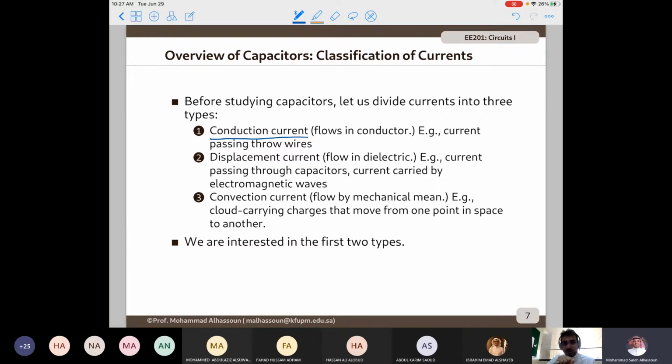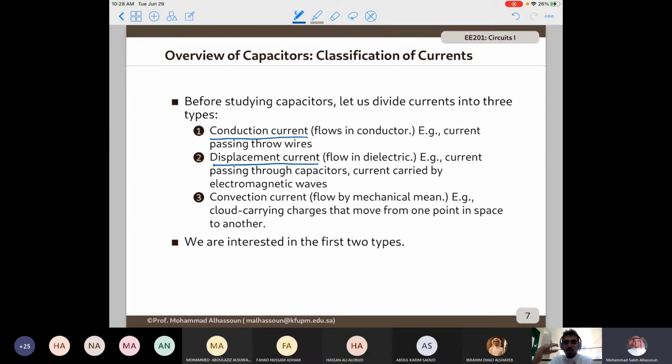Another very useful, very fundamental, and honestly one of the key factors for this digital era in history is called the displacement current. The displacement current was predicted by James Clerk Maxwell, and this current flows in dielectrics. An example of this is the current passing through a capacitor.